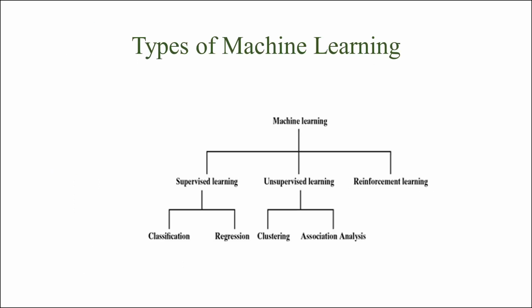So here is a representation of types of machine learning. Machine learning is initially divided into three types: supervised, unsupervised, and reinforcement learning. Supervised learning is further divided into classification and regression. Unsupervised learning is further divided into clustering and association analysis.